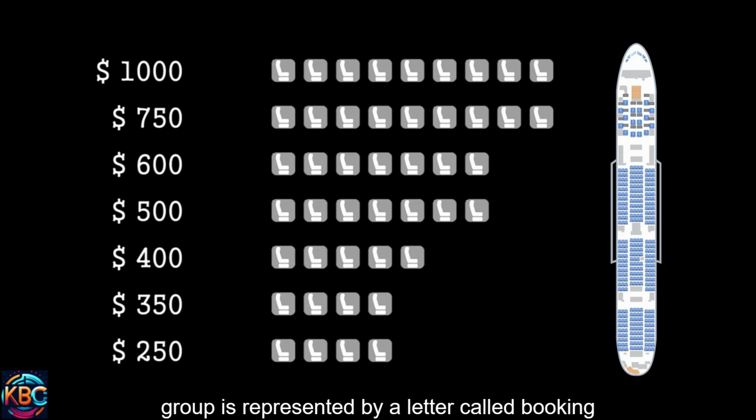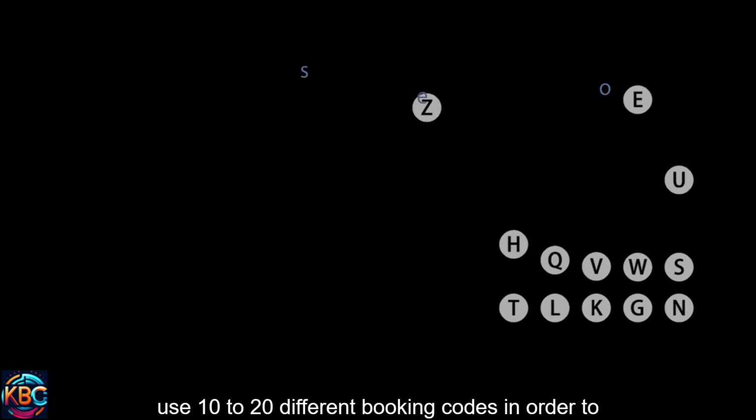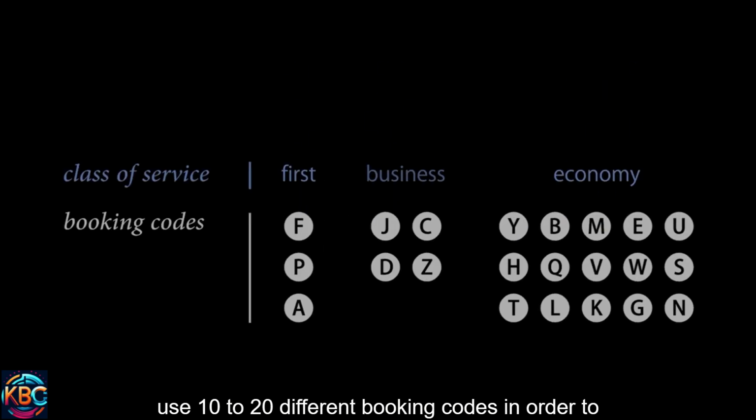Each group is represented by a letter called booking code, or booking class. While an airline may only have 2 or 3 classes of service, they will use 10 to 20 different booking codes in order to control the amount of each fare level sold.